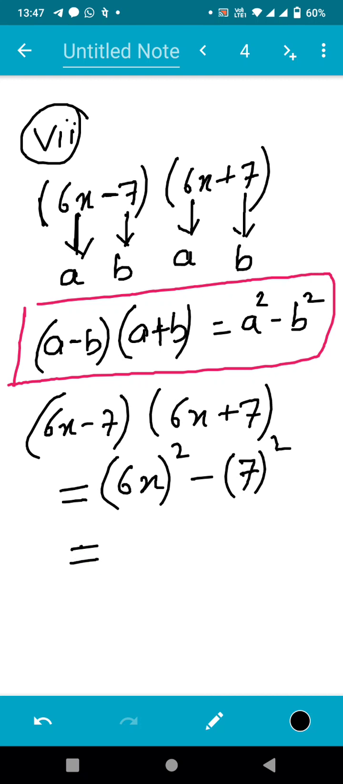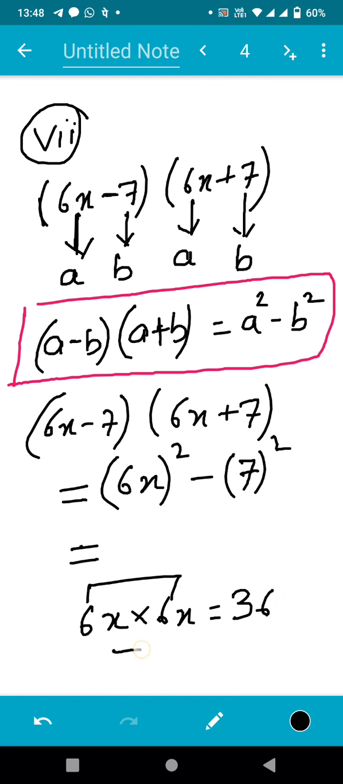Now we'll try to open the bracket. What is the solution of 6x into 6x? We'll first multiply these two 6 together. So 6 into 6 is what? 36, and x into x is what? x square. So the solution of 6x whole square is 36 x square. And then what is the square of 7? 7 sevens is what? 49. So this is your required answer: 36 x square minus 49. Very, very easy. Now let's move on to sum number 8.